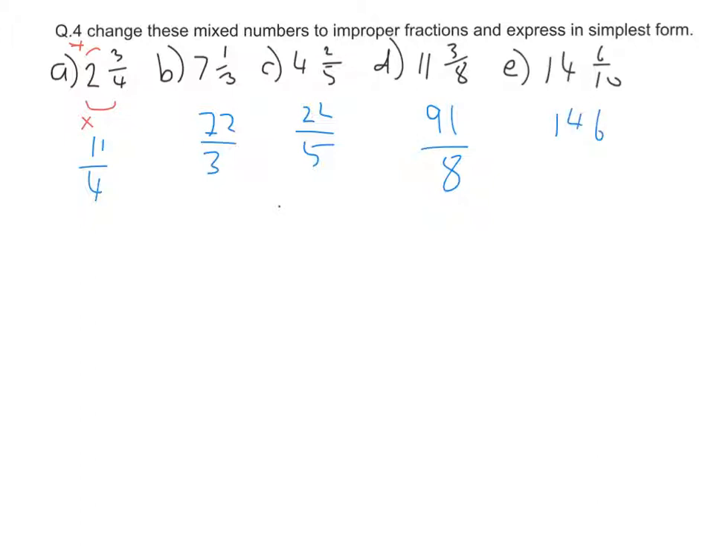146 over 10. We have to simplify this. It's a big number. Both numbers end in an even number, so definitely the number 2 will go into both equally. So 146 divided by 2 is 73, and 10 divided by 2 is 5. We know that in the multiples of 5, there is no number 73, so we can't simplify that anymore. So your final answer should be 73 over 5.